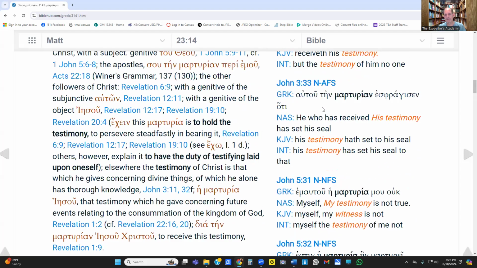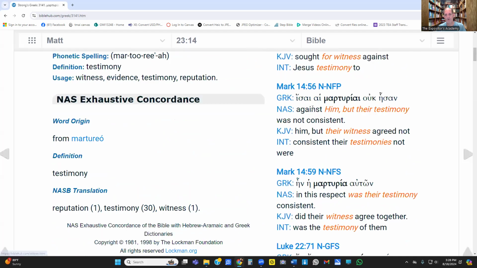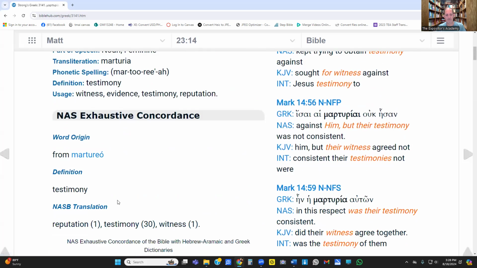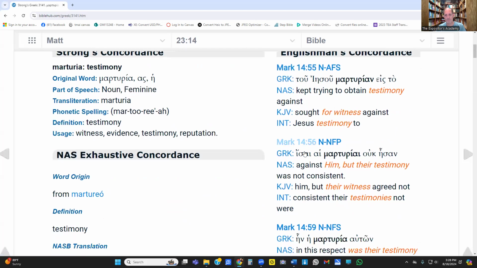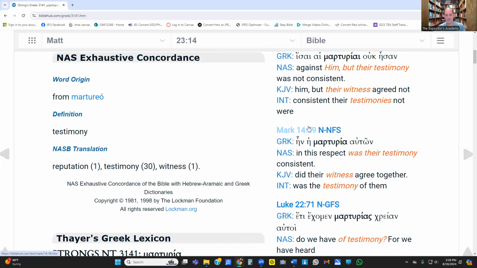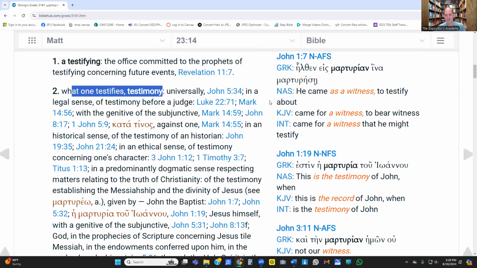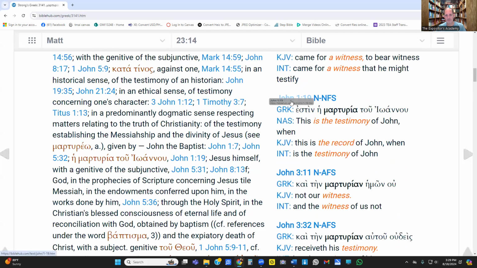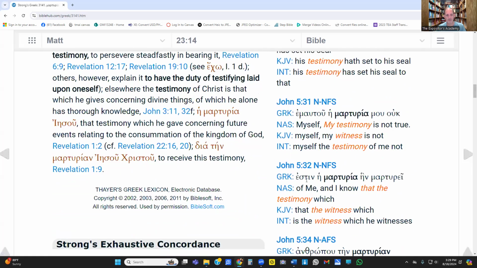And then on the right, if you'll notice, these are all the passages where the word is found. Remember, there's 32 occurrences. So we're not going to look up all 32 in that step. But notice here, we're given Mark 14:55, 14:56, 59. And notice there's some uses in John 1:7, and then 1:19, there's our verse, 3:11, 3:32. So those are on the side. You can get those.